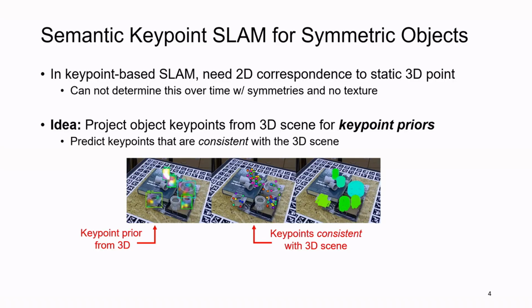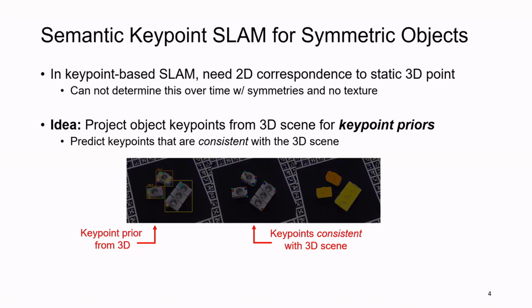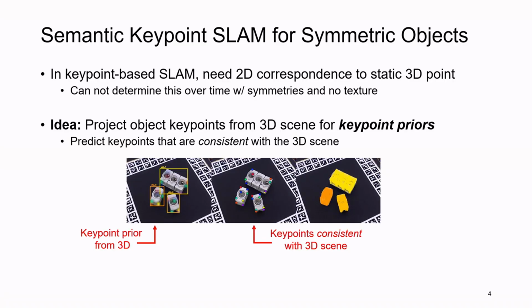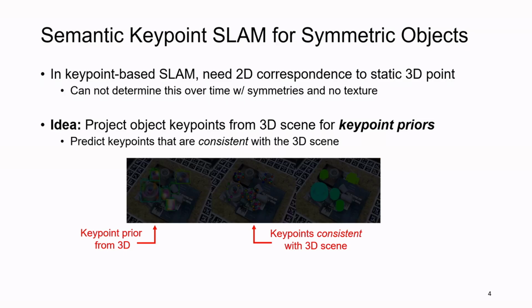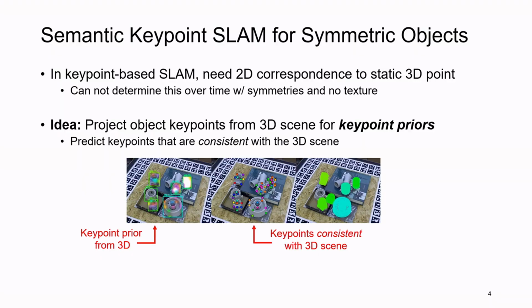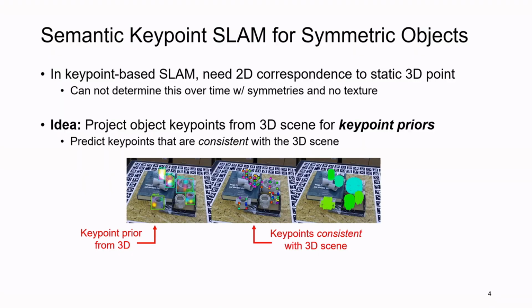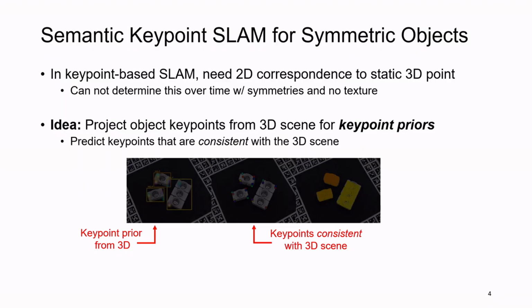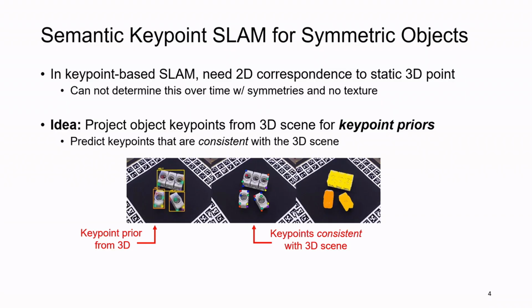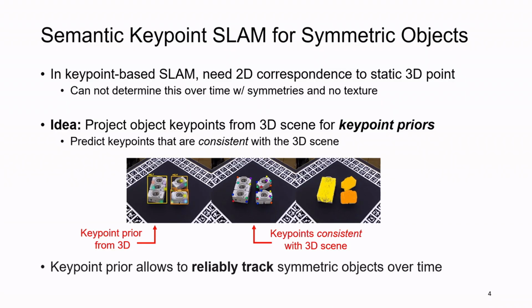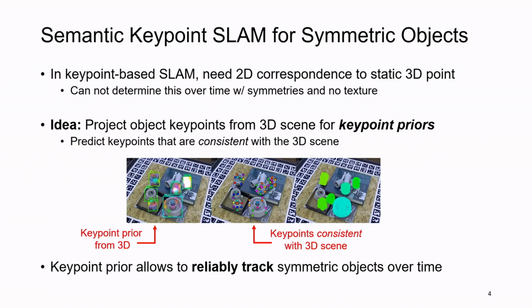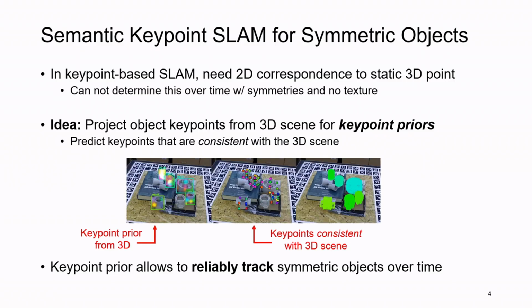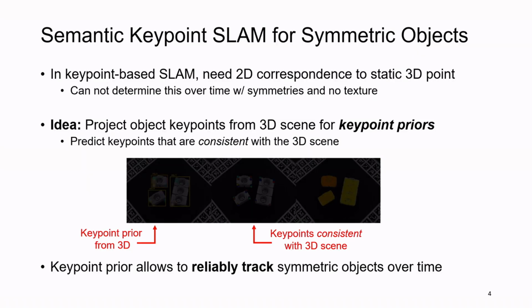As you can see here on the left, the keypoint priors are projected into the image, sent to the network, which can then predict key points which are consistent with the 3D scene and rotating correctly as seen here in the center of this video, which leads to good pose predictions on the right. In summary, the prior detection allows us to reliably track symmetric objects over time using the semantic key points.